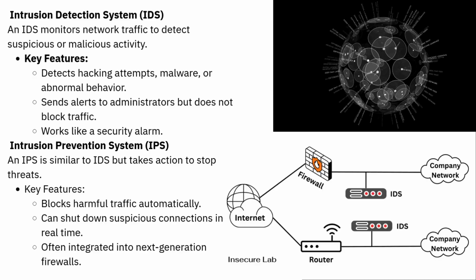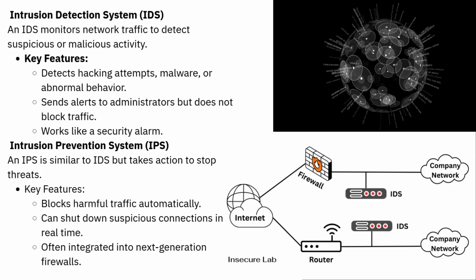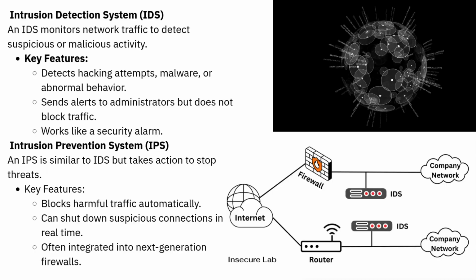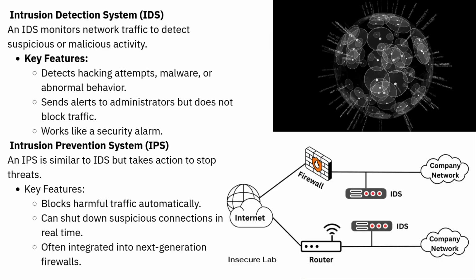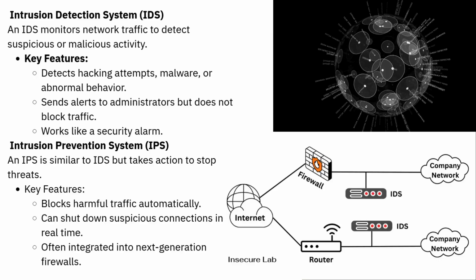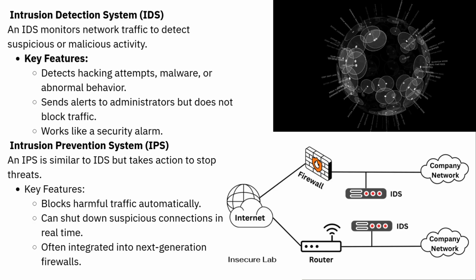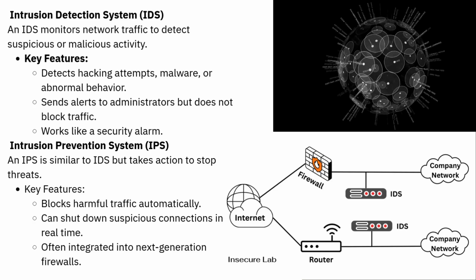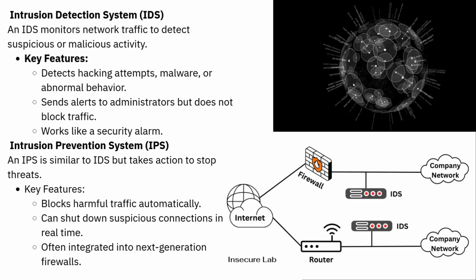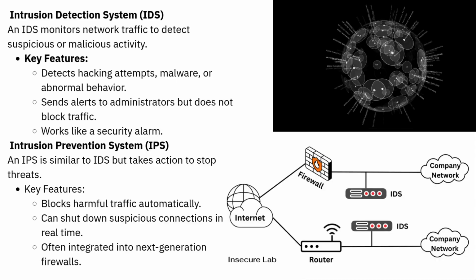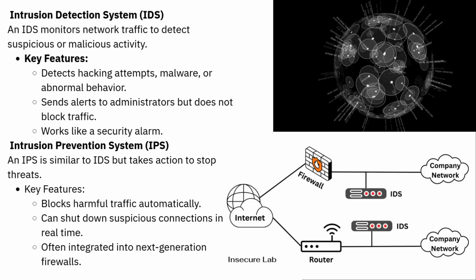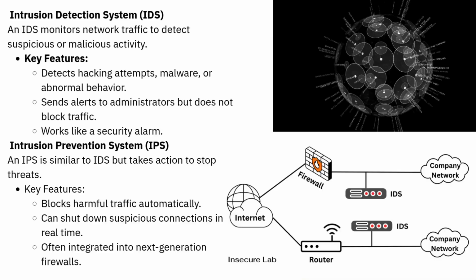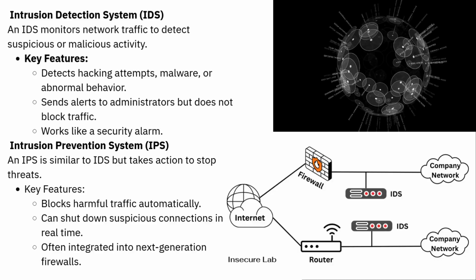Okay, so it detects hacking attempts, maybe malware or abnormal behavior. It also sends an alert to the administrator, but does not block the traffic. It just alerts you. Okay, so you can now take some protective measures against that particular traffic. It works like a security alarm. So the intrusion detection system detects and alerts you, informs you. Then you can now take steps on how to mitigate the threat.